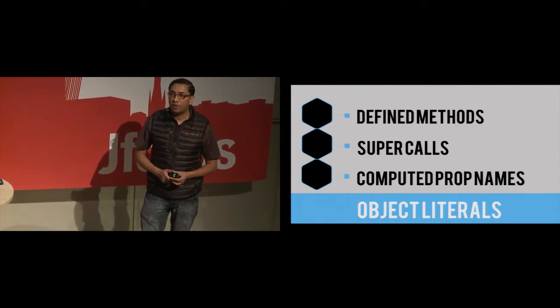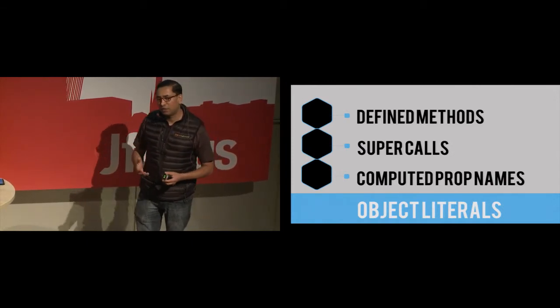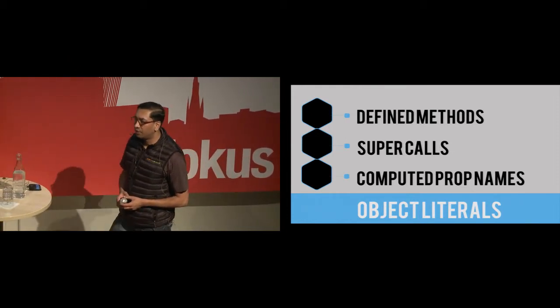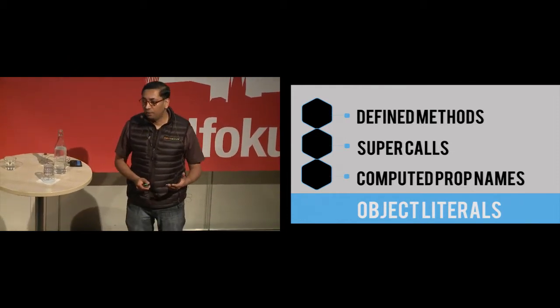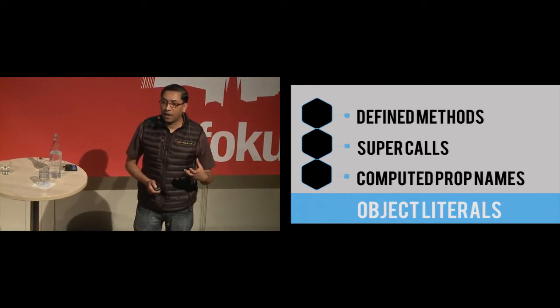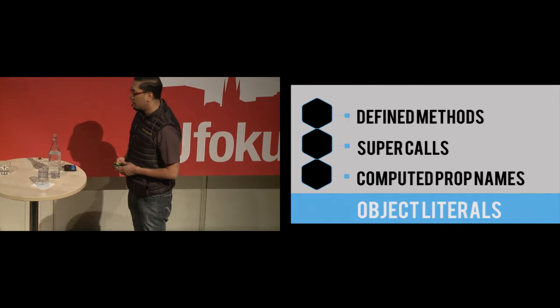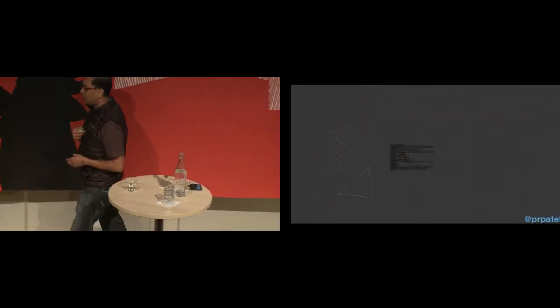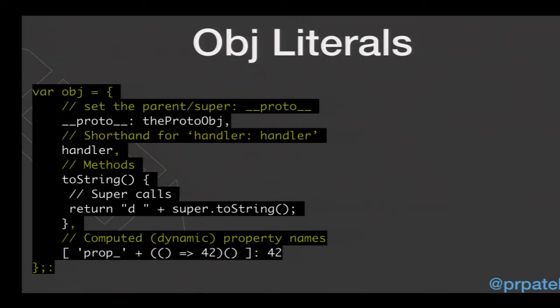We also have the ability to have defined methods, things that look like methods. They're still functions, obviously. We can access the super, and we can also have computed property names rather than having to have hard-coded property names. So let's look at this in code and see what it actually looks like.